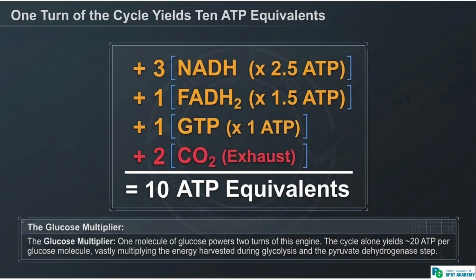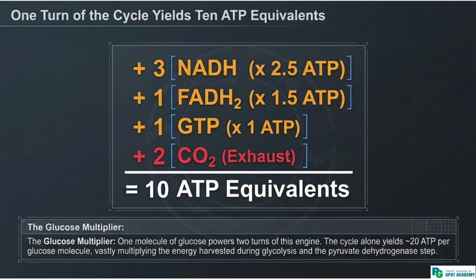Now we will discuss the molecule and the quantity per turn. NADH quantity per turn is 3, FADH₂ quantity per turn is 1, GTP or ATP quantity per turn is 1, and CO2 quantity per turn is 2.